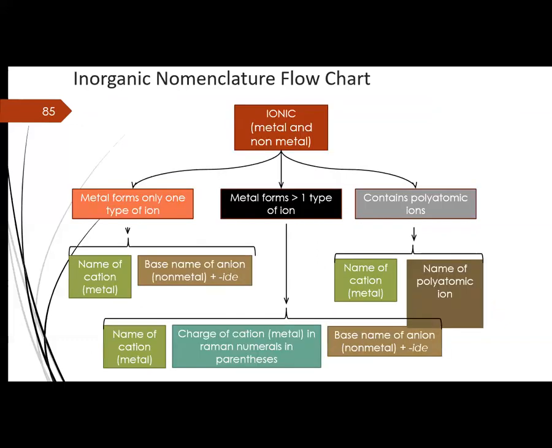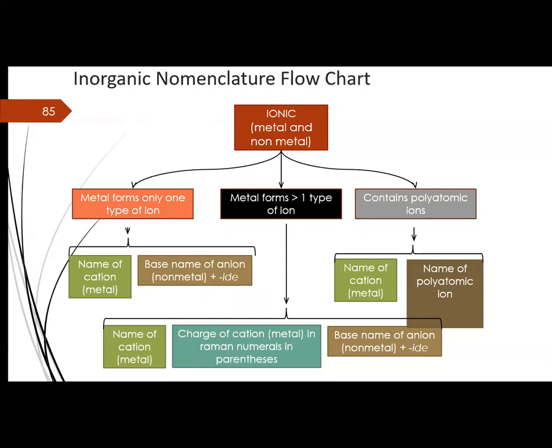So you're going to get a flow chart that kind of looks like this as you're practicing through it. And so you can use that to help you identify, right? If you have a metal, then you're going to be in the ionic compound. If you only have nonmetals, then you're going to go through a different naming system because those will all be identified as covalent.